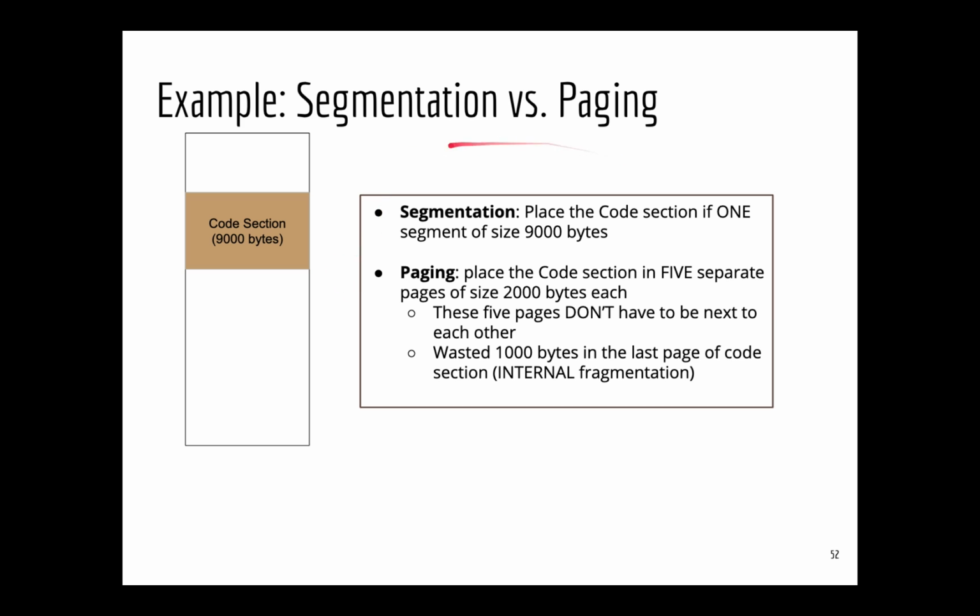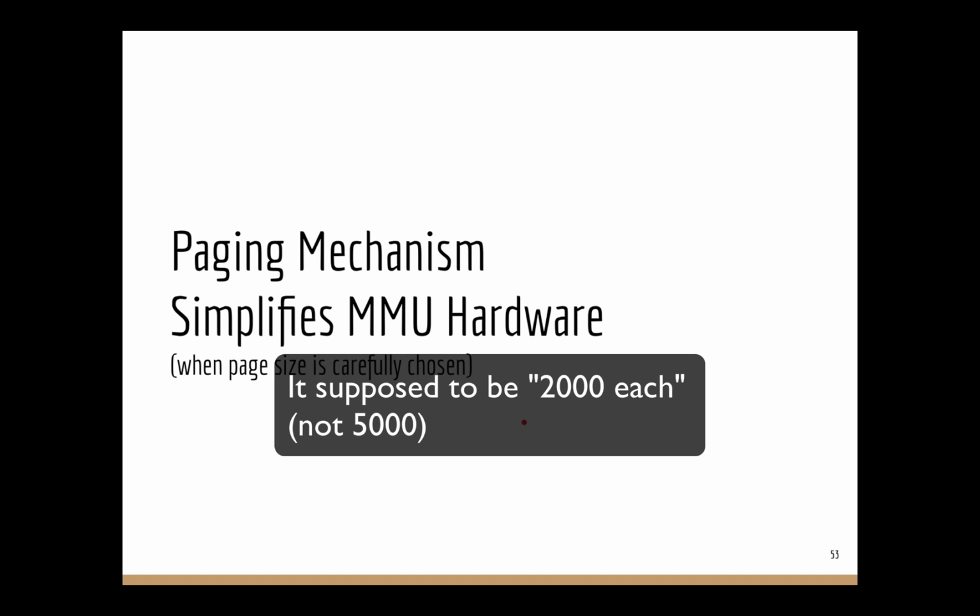But what is the benefit of paging? In segmentation, the operating system must look for one contiguous memory of size 9000, but now with paging, it is easier for the operating system because instead of looking for one contiguous 9000, it will be looking for 5 separate areas of 2000 each.